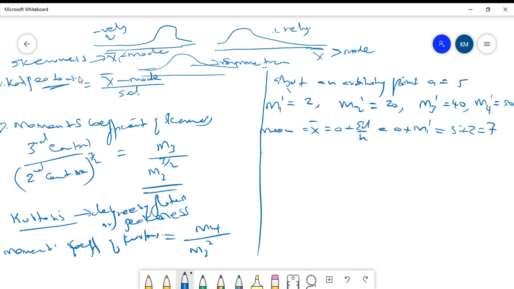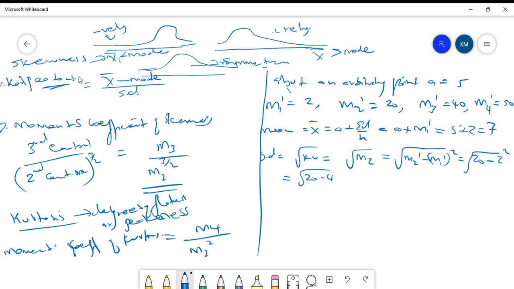Simple. What about the standard deviation? We know this is the square root of the variance. And what is the variance? We know the variance from our previous concept is actually the second central moment. So it is the square root of m2 prime minus m1 prime squared, which is 20 minus 2 squared. That is 20 minus 4, the square root of that, because we are looking for the standard deviation, which is the square root of 16, and that is 4. Answered.